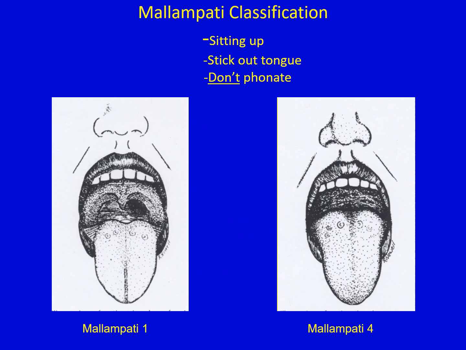One of the most common and popular tests is the Mallampati classification. This is done by having the patient sit up, stick out their tongue, but don't phonate, and then you look and see what you can see. Can you see the uvula? Can you see the tonsillar pillars? Can you see the posterior pharynx? This is a Mallampati 1 view where you can see everything, and Mallampati 4 where you can't see the uvula.